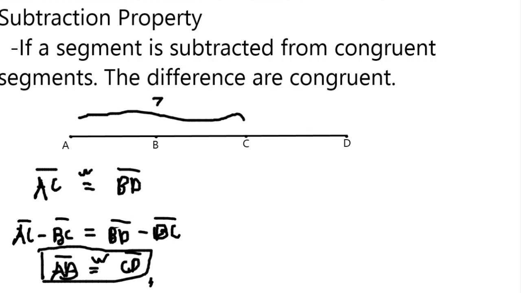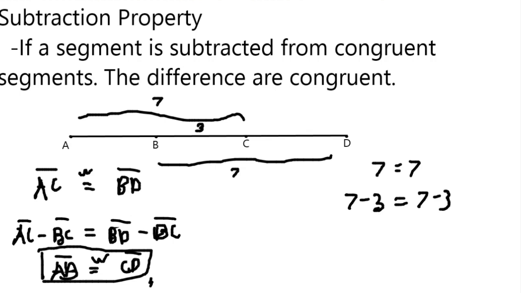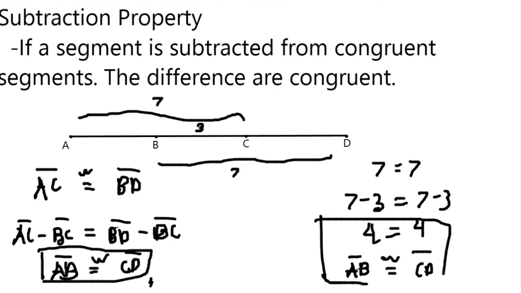So line segment AC is going to be 7. Line segment BD is going to be 7. And line segment BC is going to be 3. So we're going to find the line segment AB using this. So we have 7 and 7. That is line segment AC is congruent to line segment BD. And we're going to subtract another line segment, which is line segment BC. And then it will create 4 and 4, which are now the new congruent segments. So there you have it.